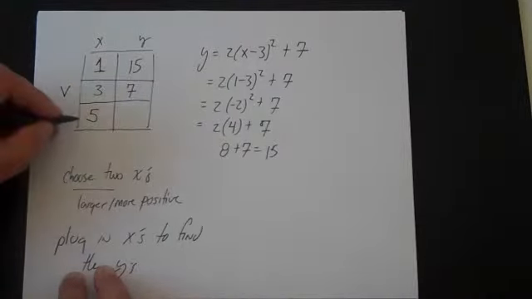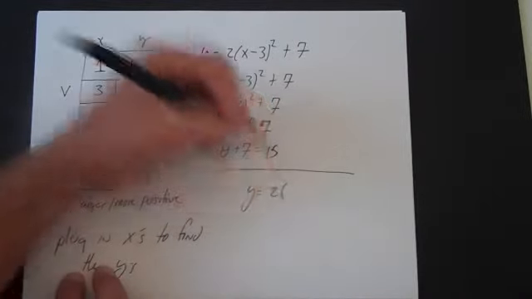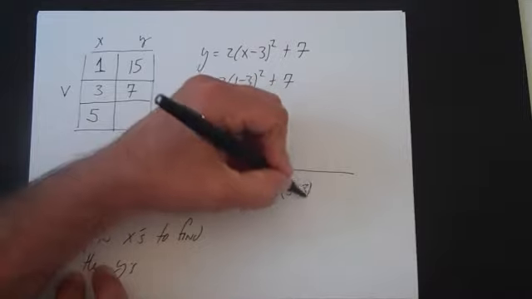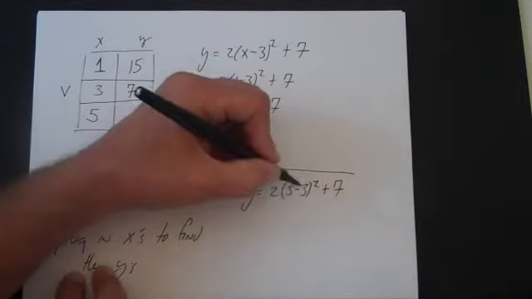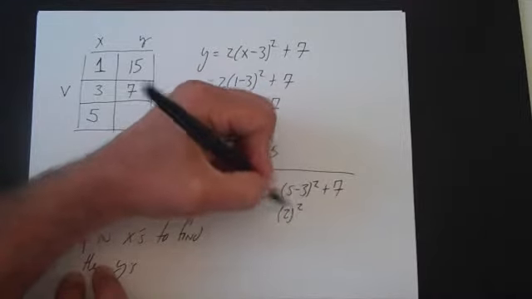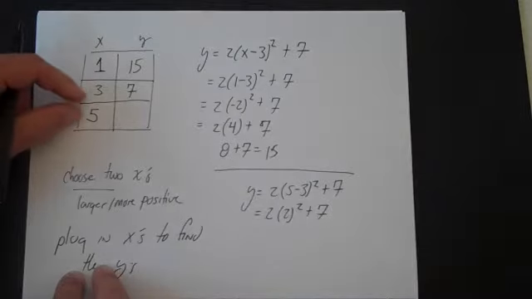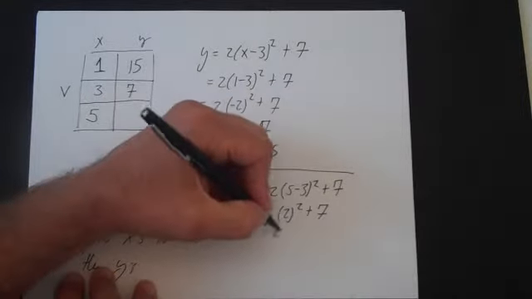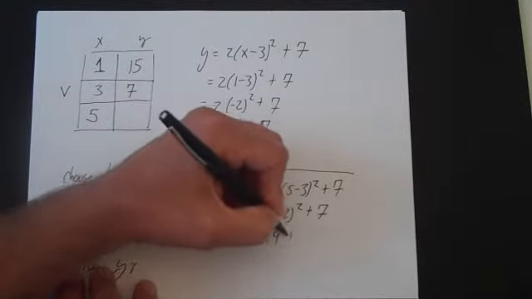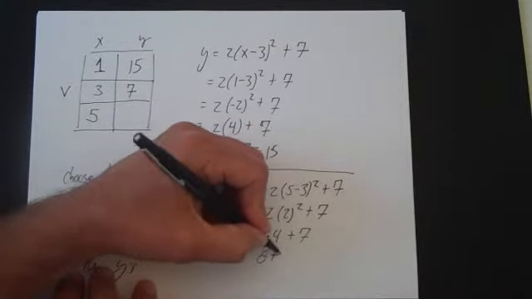Now you have to plug in the 5, and you get y is equal to 2 times (5 minus 3) squared plus 7. 5 minus 3 is 2, so that's 2 squared. And what you'll notice is if you choose them so that these 2 points are equal distance from the vertex, then these 2 y values will also be the same. 2 squared is 4, that's 2 times 4 plus 7. Remember, you have to multiply first before you add, so that's 8 plus 7, so that's 15.